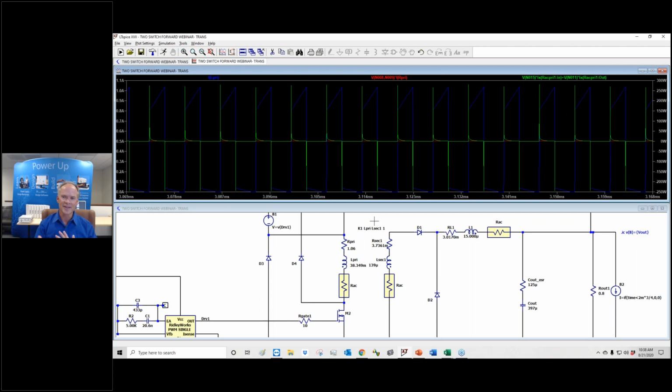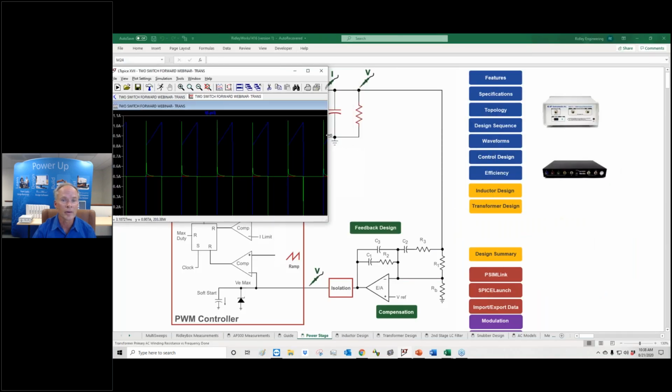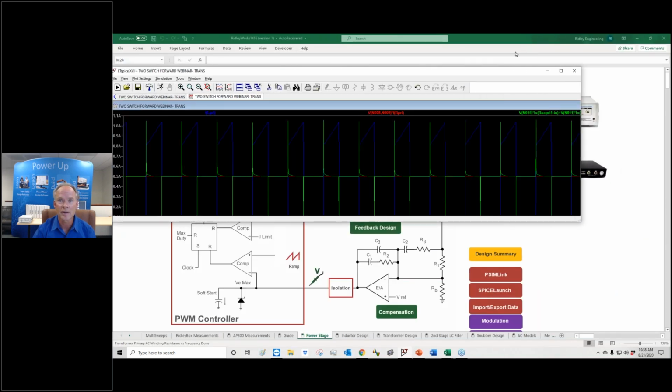The amount of heat that's generated, if you're not doing proximity loss, you're going to miss these effects inside the winding. So this is really important to know about, and I hope we've made it easy here so you can see it.